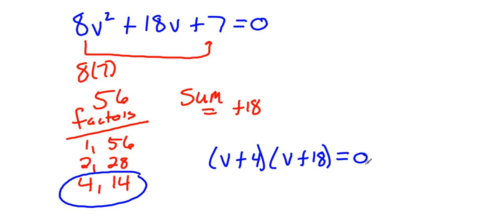Now, the one catch on this one is, again, because we had to do the AC method in the beginning, because we multiplied by 8, now to even it back out, you've got to go back and divide by 8. Oh, 14. Sorry, my bad. Thank you for catching that.